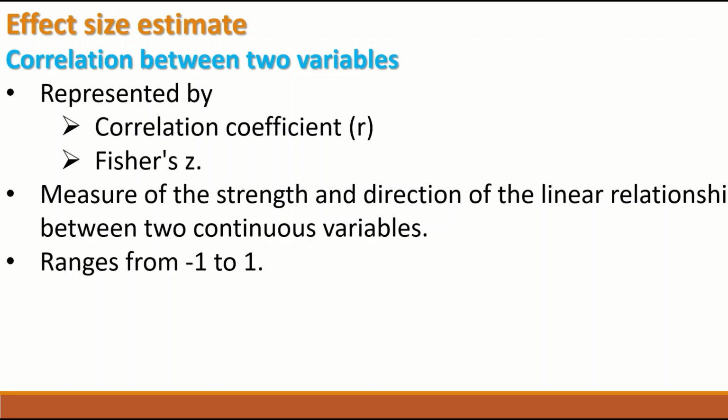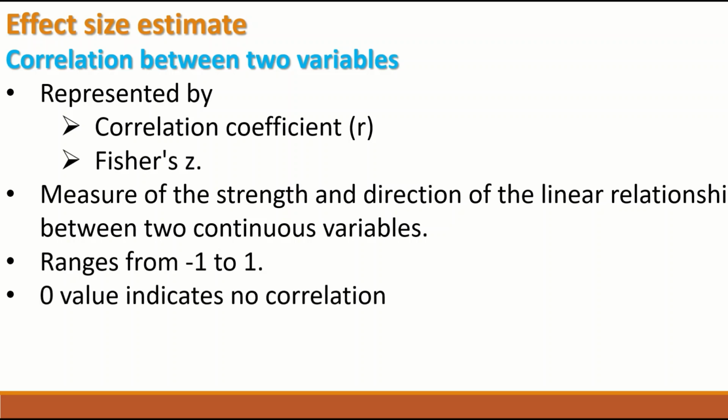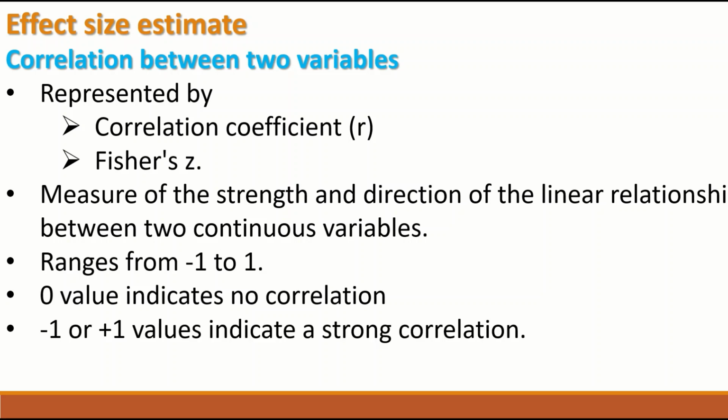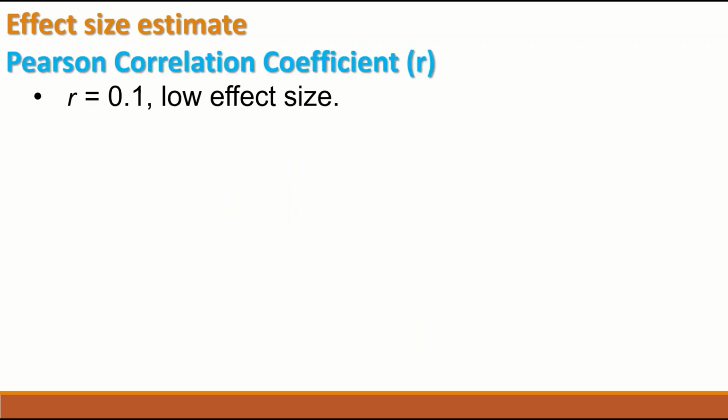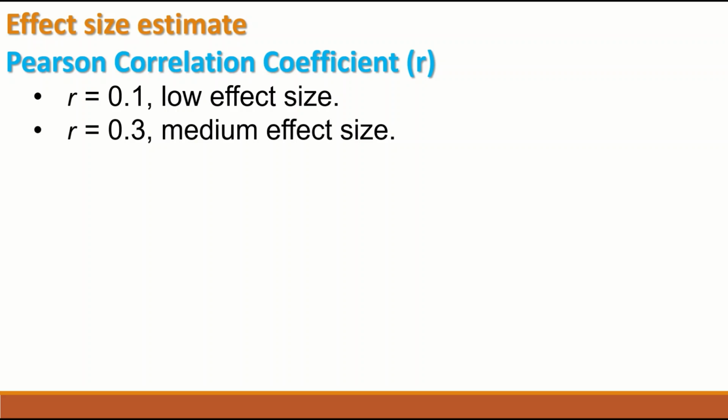The value of r can range from -1 to 1. 0 indicates that there is no relationship, no correlation, no association between the two variables, whether they are experimental or control. -1 and +1 indicate a strong correlation, whether it's positive or negative, inverse or increasing. Values between -1 and 1 indicate variation in the strength of the correlation. For Pearson correlation, the rule of thumb is, if r is equal to 0.1, then it has a low effect size. If it is 0.3, then it is a medium effect size. And if it is 0.5 or greater, then that represents a large effect size.